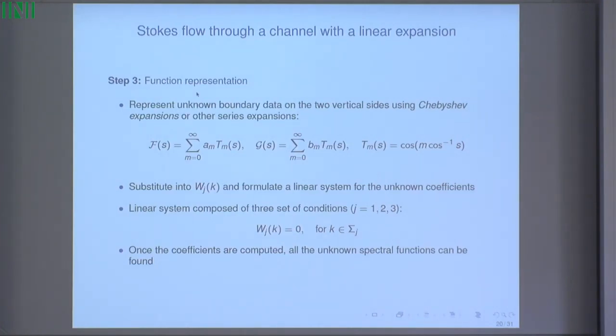So formulating this linear system, we can compute the coefficients, these AM and BM coefficients. And then once we have them on the vertical edges, we can just go back, and by back substitution, we can find all the spectral functions, put them back in our integral representation, and we can compute quantities of interest, like the velocity, the pressure, vorticity.